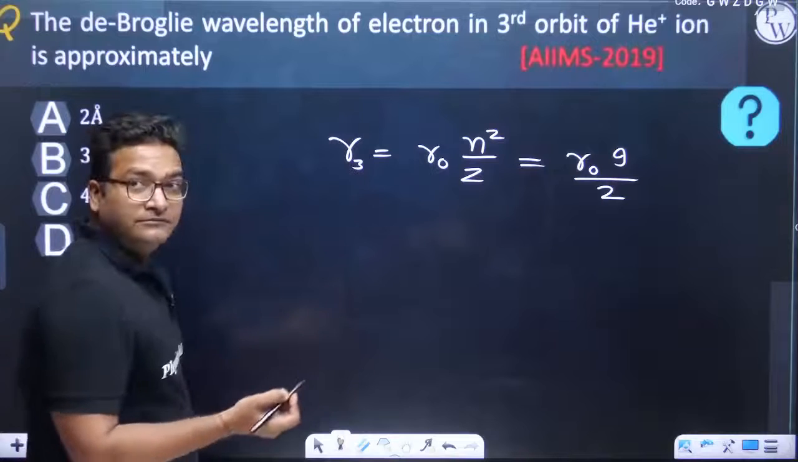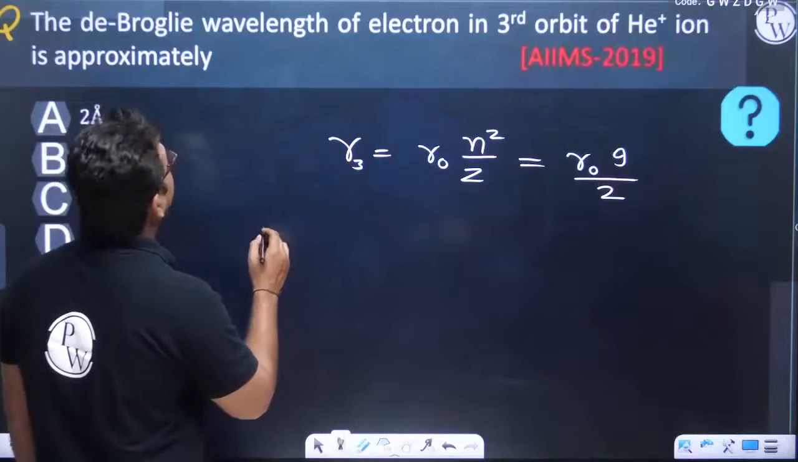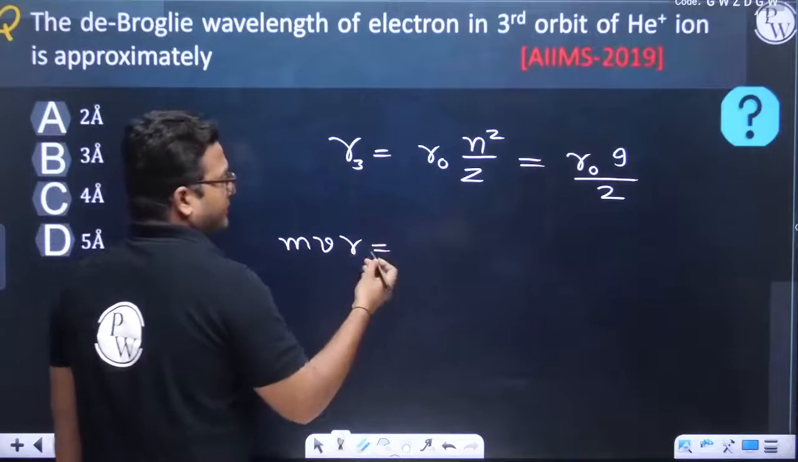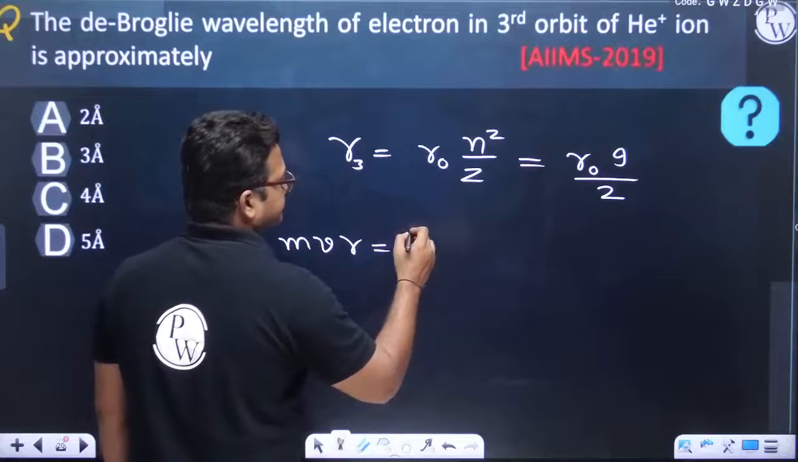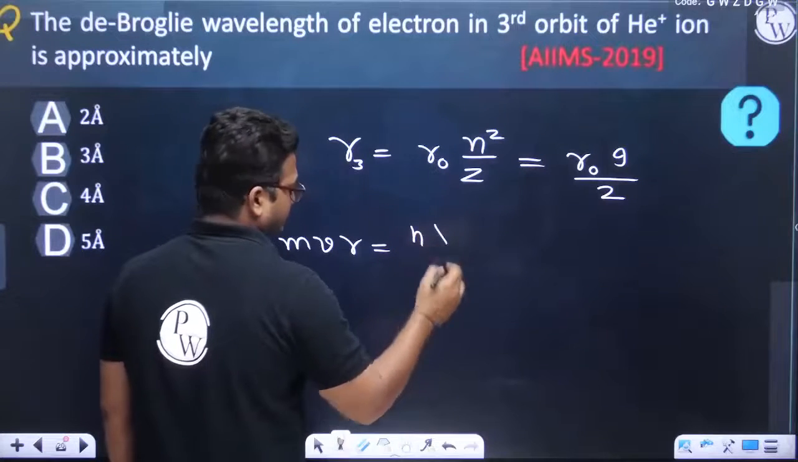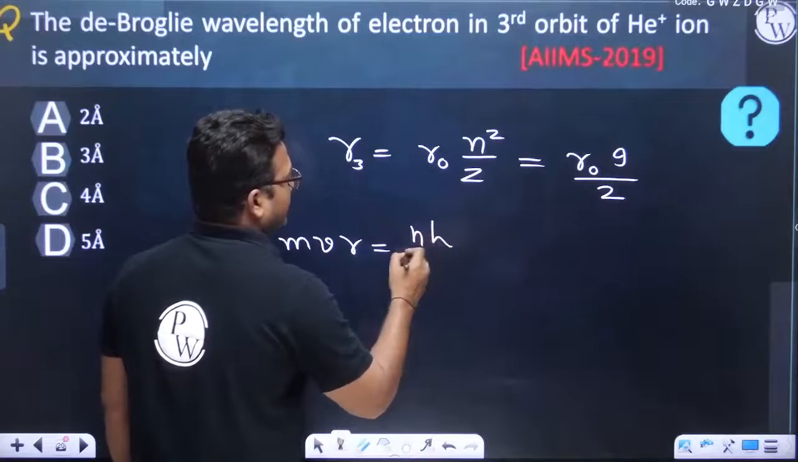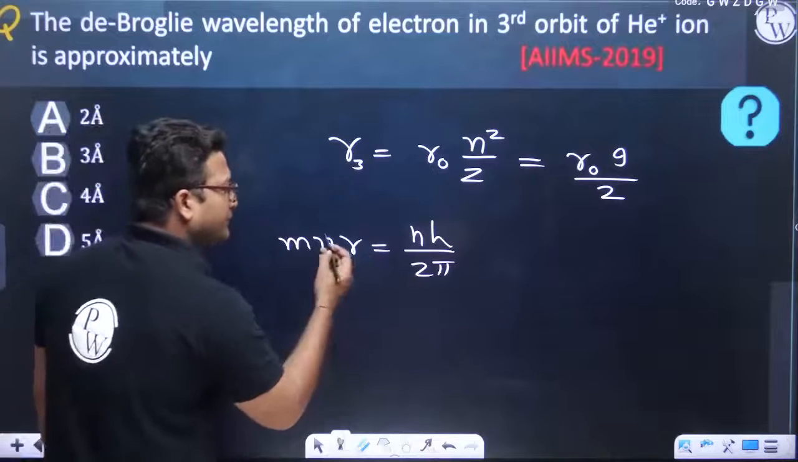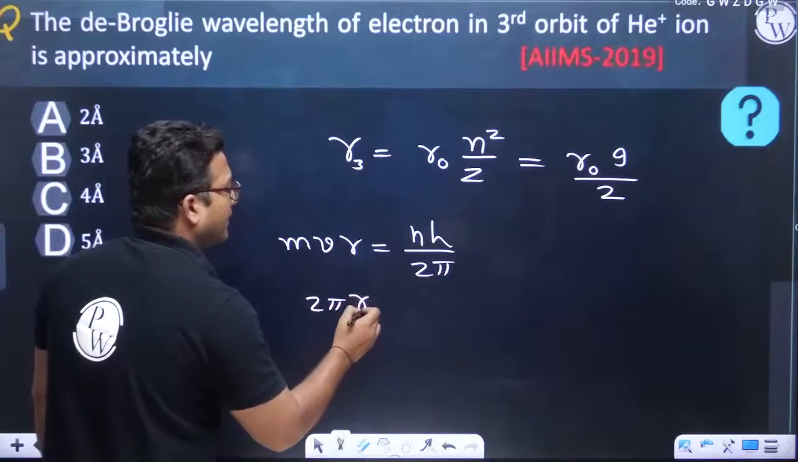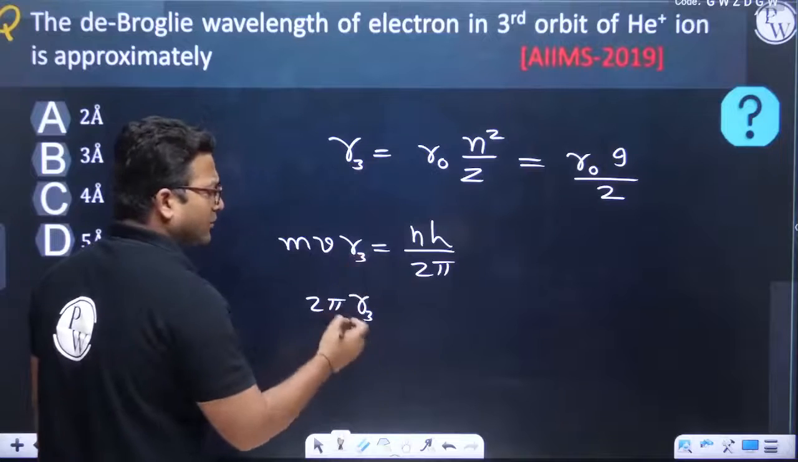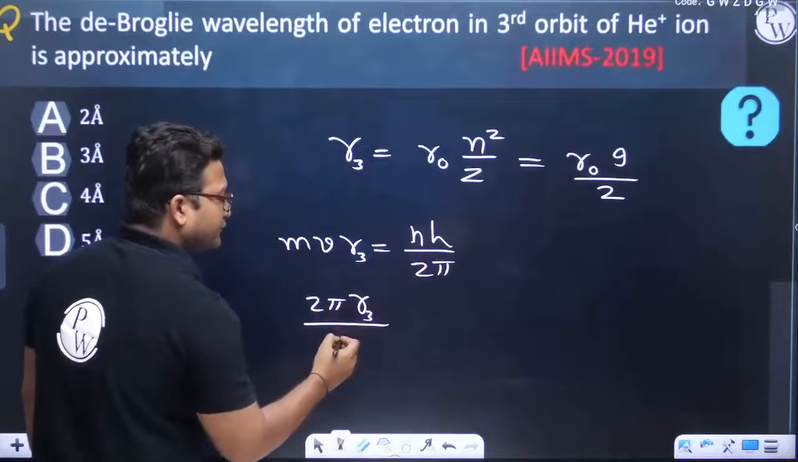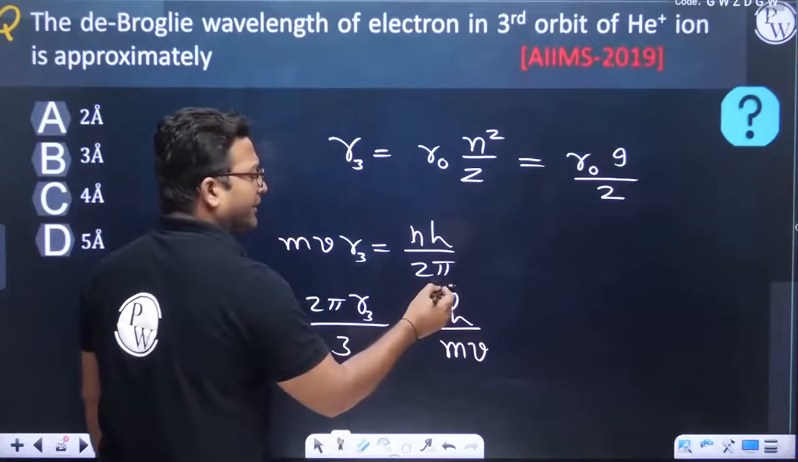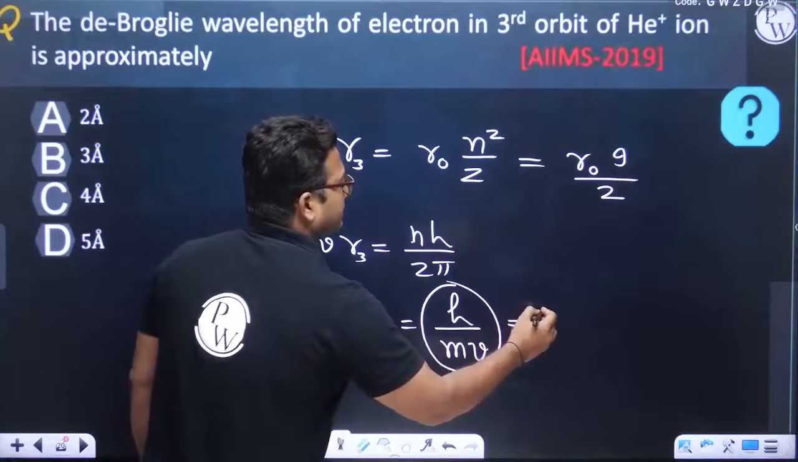the angular momentum mvr equals nh upon 2 pi, remember this. So if we bring this 2 pi here, 2 pi R3, let's say R3 because we are in the third orbit, divided by n, which is 3, equals h divided by mv. And I think you already know h upon mv is the de Broglie wavelength.